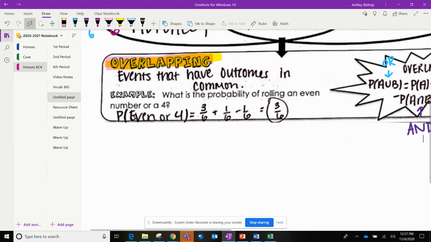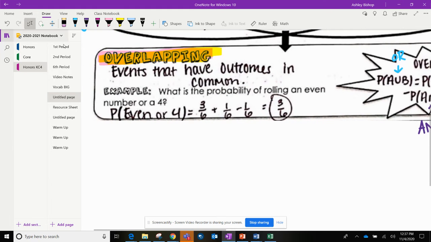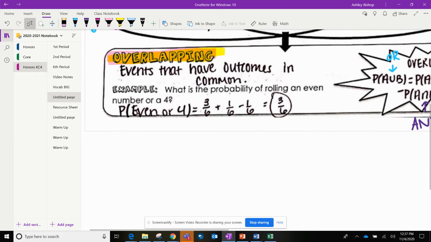So let's do this problem. What is the probability of rolling an even number or a 4? The very first thing you notice is, one, this is an or problem, because tomorrow we're going to have more problems that are and problems. And the very first thing you want to do is ask yourself, can those two things happen at the same time? Can I roll a die, and the number that shows up be a 4 and an even number? I hope you agree with me that it's yes, because 4 is an even number.